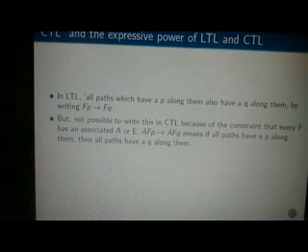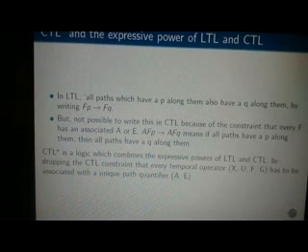We already discussed the last three topics. Now the second one describes something that is not possible to write in CTL because of the constraint that every F has an associated A or E. Here AF P implies AF Q means if all paths have a P along them, then all paths have a Q along them.